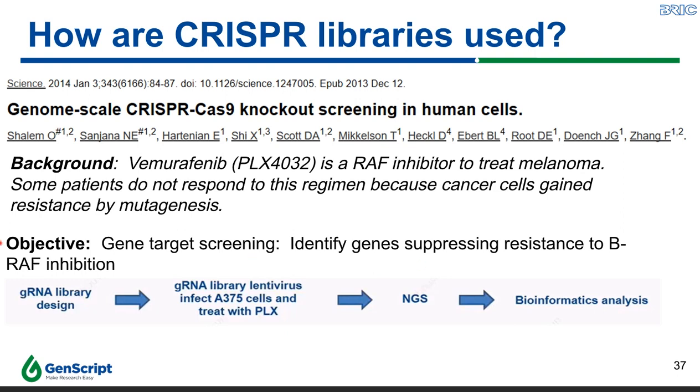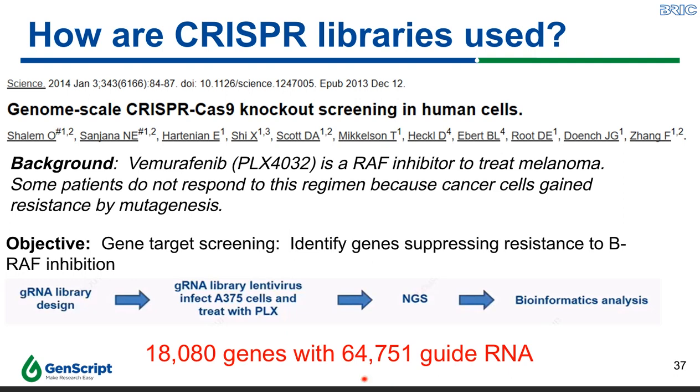What the authors did was to order a genome-wide knockout library that consists of more than 60,000 gRNA molecules in order to target more than 18,000 genes. This gRNA library was packaged into lentivirus in order to transfect the A375 cells. And again, by applying PLX to perform a positive selection, NGS was used for bioinformatic analysis to validate the result as well as to identify the genes that suppress the resistance to BRAF inhibition.